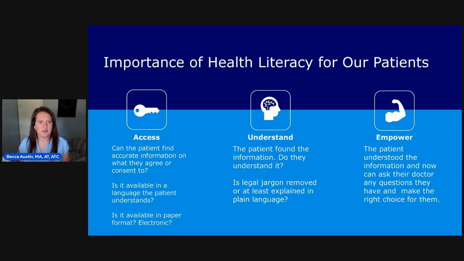When it comes to consent forms or patient signature forms, can the patient find accurate information on what they agree or consent to? Is it on the form? Do they have to look elsewhere? Where in the heck are they supposed to find the information? Is it available in a language the patient understands? Is it available in paper format, electronic format? Again, whatever is most accessible to the patient.